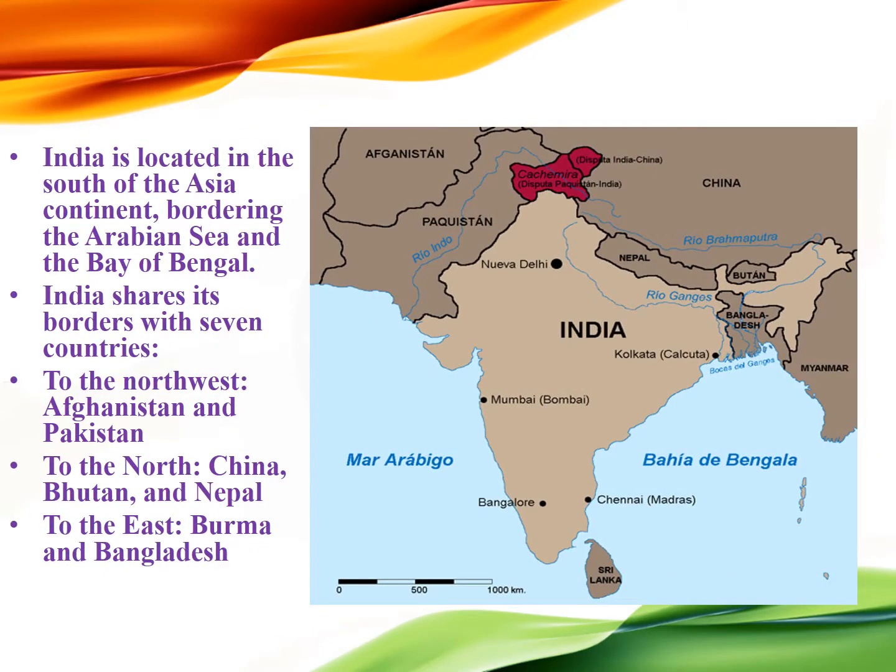First of all, India is located in the south of the Asia continent, bordering the Arabian Sea and the Bay of Bengal. India shares its borders with seven countries. To the northwest, we have Afghanistan and Pakistan. To the north, there are China, Bhutan, and Nepal. And to the east, Burma and Bangladesh.